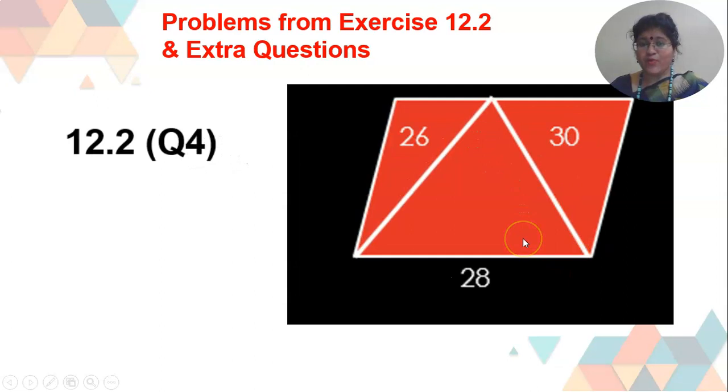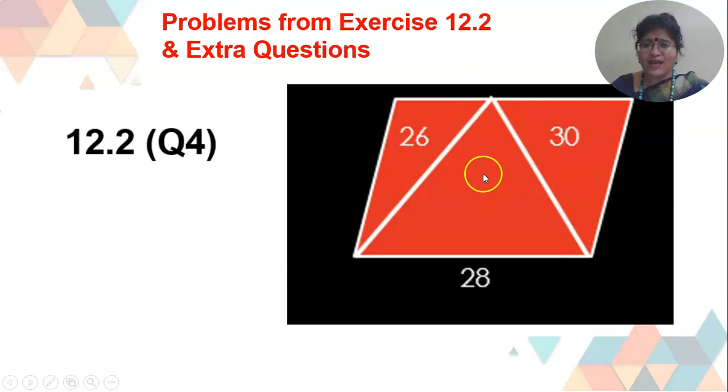This is again a very important question. Question number 4 from 12.2, where they have mentioned the base of the triangle is resting on this parallelogram. And here we had to calculate the height of this parallelogram. So this is how the diagram looks. You have to draw the diagram in this manner, find out the area of this triangle using Heron's formula.